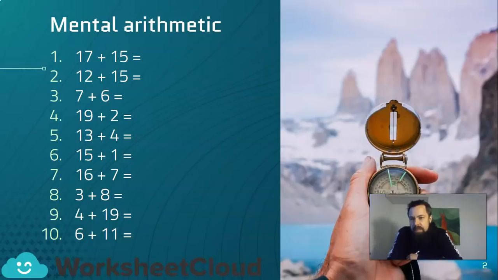17 plus 15 is 32. 12 plus 15 is 27. 7 plus 6 is 13. 19 plus 2 is 21. 13 plus 4 is 17. 15 plus 1 is 16. 16 plus 7 is 23. 3 plus 8 is 11. 4 plus 19 is 23. 6 plus 11 is 17.